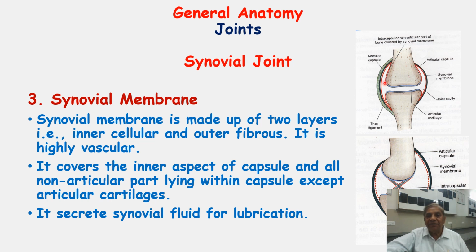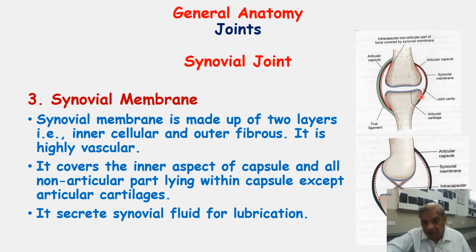So that means the synovial membrane, after covering the capsule's inner surface, reflects onto the bone. That part of the bone which is within the capsule is called the intracapsular part. But it stops at the margin of the hyaline cartilage, this blue colored articular cartilage. It is not covering the articular cartilage.